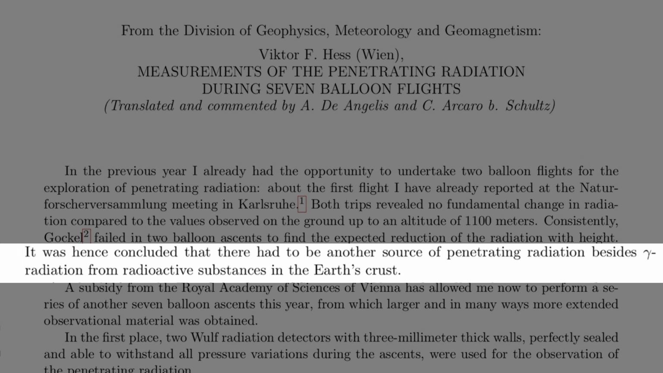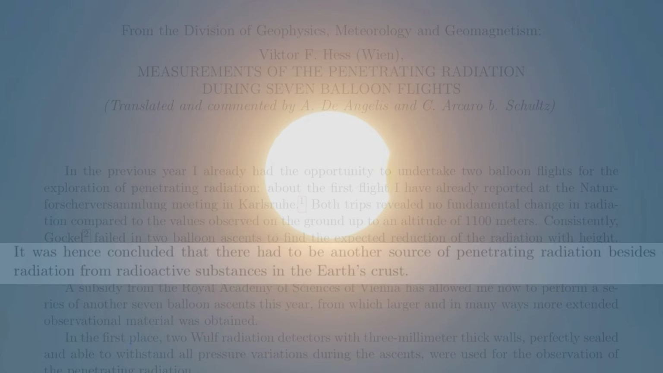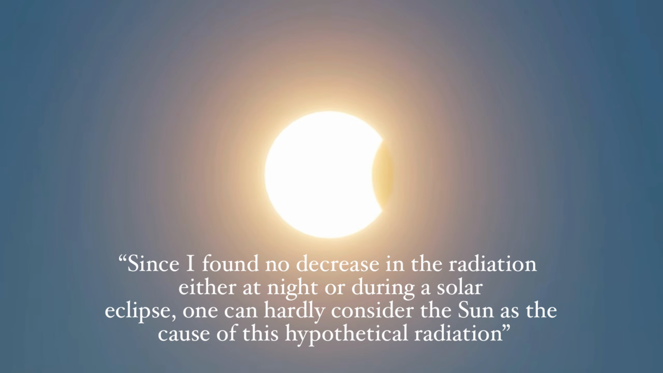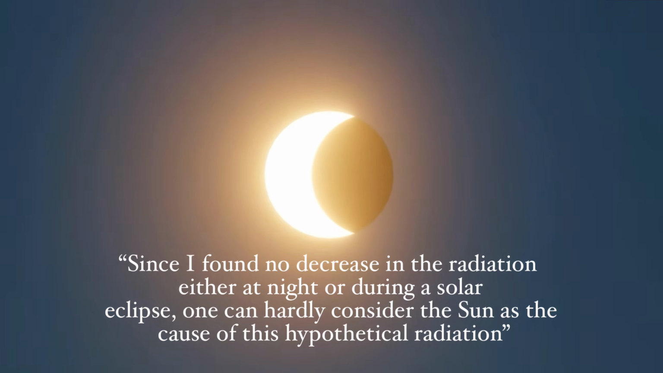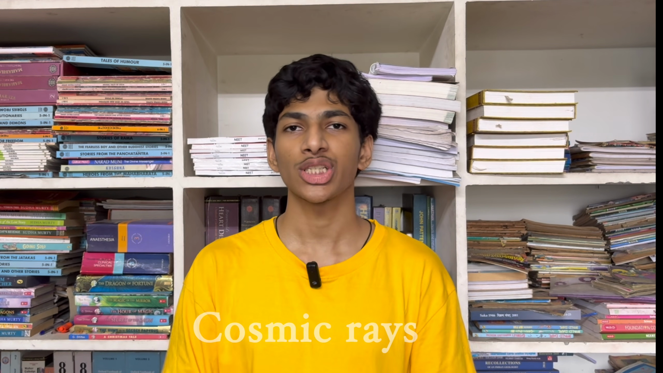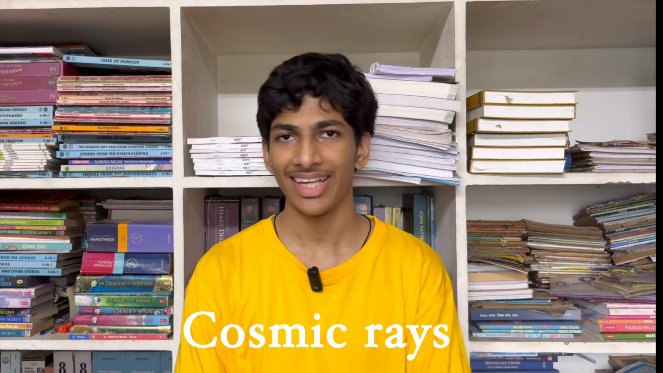coming from outer space. He repeated his experiments during a solar eclipse and found out that even when the sun was half covered, the rate of radiation didn't drop. So he concluded that the source of this radiation is not the sun, but is actually coming from other celestial objects, other stars and other galaxies that are around us. This is the discovery of cosmic radiation, or cosmic rays.